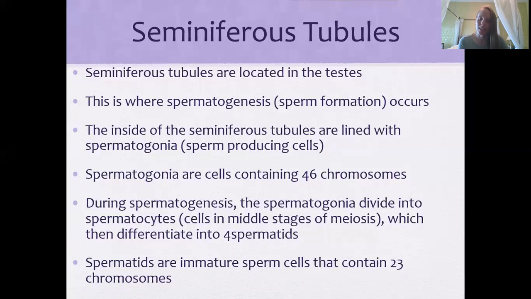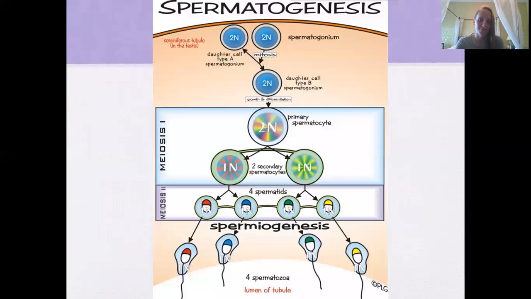That process is meiosis, and during meiosis, if you remember from I think like grade 9 of biology, the number of chromosomes is divided in half. So even though the spermatogonia have 46 chromosomes, these spermatids are only going to have 23 chromosomes. Those spermatids are then going to develop into the sperm cells. So this kind of describes that process.